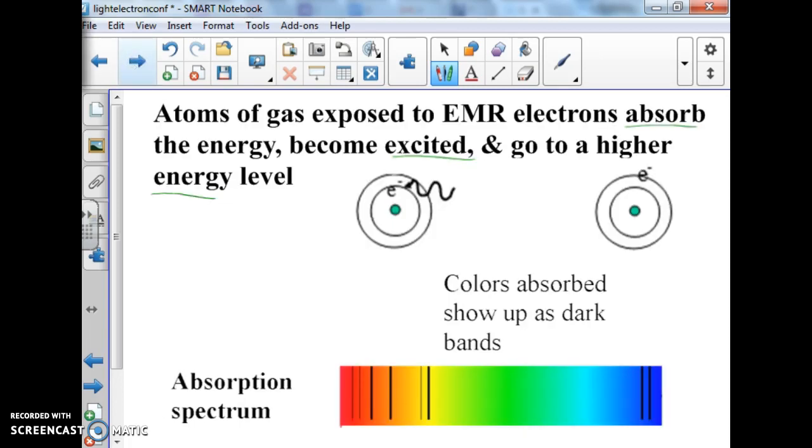Now we're back into notes. We have this thing called the atomic emission spectrum, and the absorption spectrum is what we're looking at here. About halfway down the page, atoms of gas are exposed to electromagnetic radiation, and the electrons absorb energy. The words you're filling in are underlined in green. They become excited and jump up to a higher energy level.